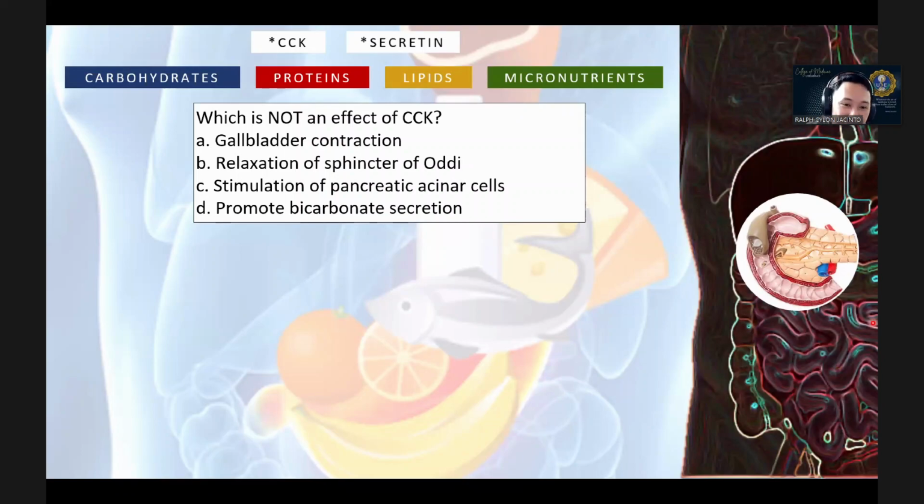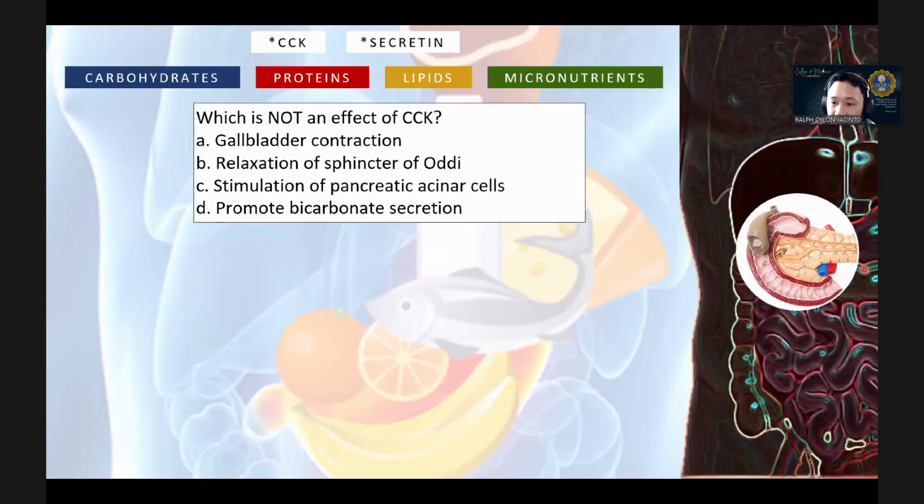Okay, so let's look at each of the choices. Your CCK, or cholecystokinin, is secreted in response to the presence of amino acids and fatty acids in the duodenum. There are four main functions of your CCK. Number one, it stimulates your gallbladder to contract, and by doing so, it promotes bile flow into the duodenum. What else? It causes letter B, relaxation of the sphincter of Oddi.